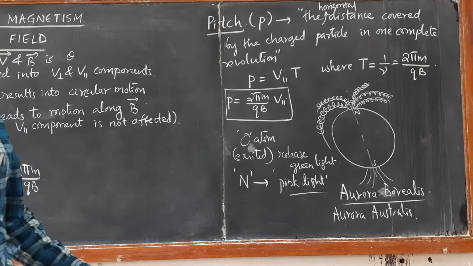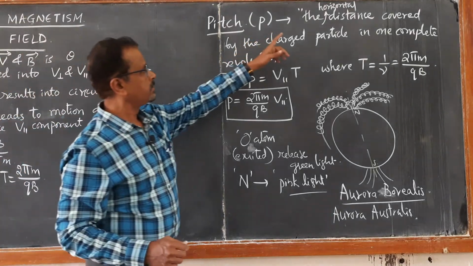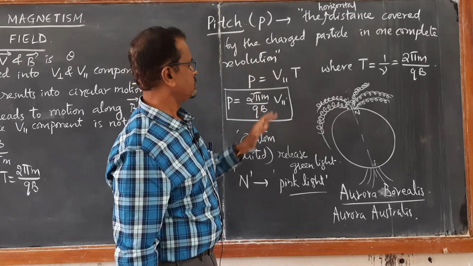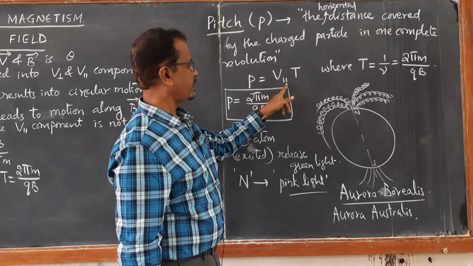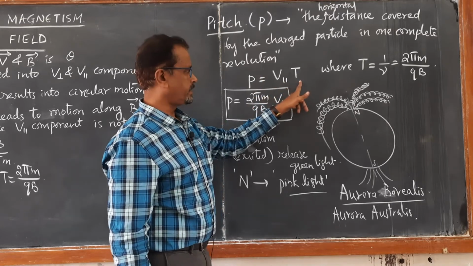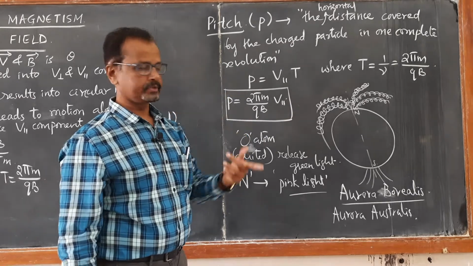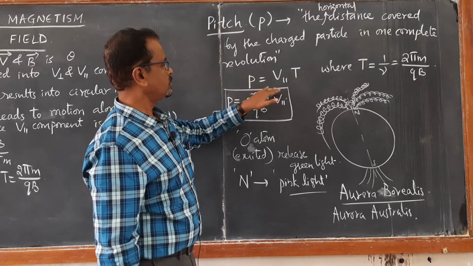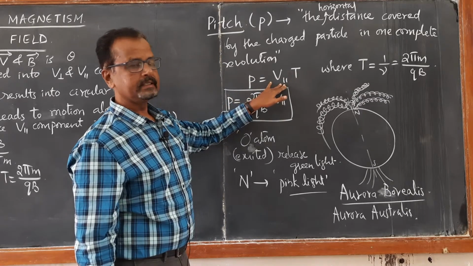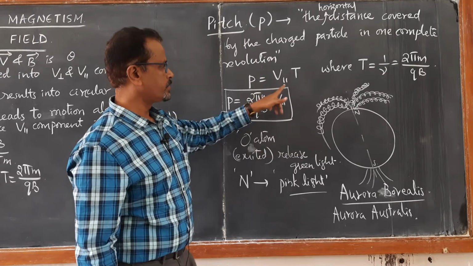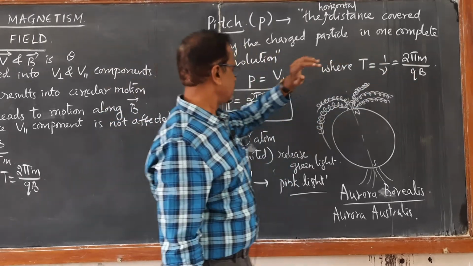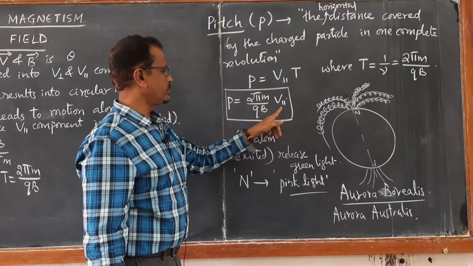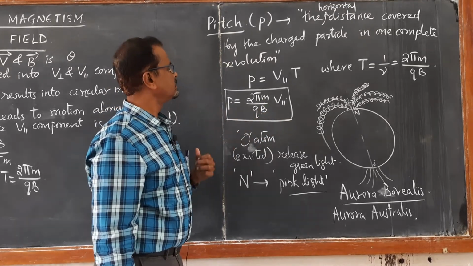So here I have calculated the distance covered by the charged particle in one complete revolution, which is called the pitch. It is calculated as V parallel component into time period, where time period T is the time taken for one complete revolution. So it is the lateral distance covered, and the lateral distance is because of the V parallel component. We know T equals 2 pi m upon qB. Therefore, P is equal to 2 pi m upon qB into V parallel component. This gives us the pitch.